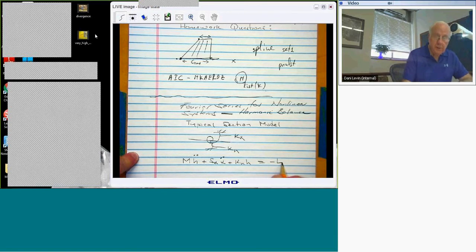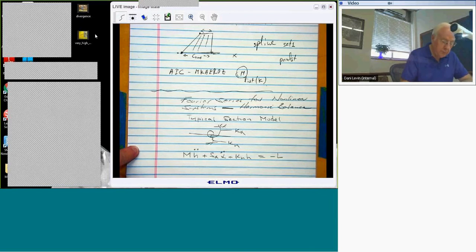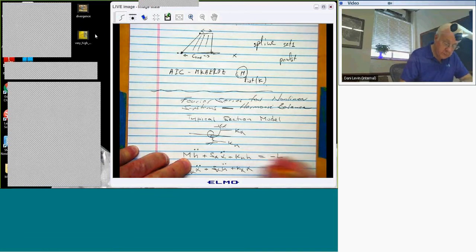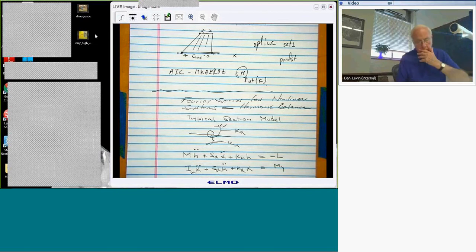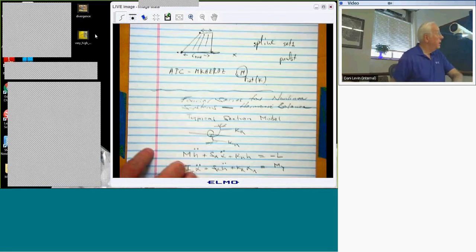And then we have minus the aerodynamic lift. And then we have the torsional equation or pitching equation, which looks like this, and that's equal to the aerodynamic moment. And what we want to do now is add in the nonlinearity and the stiffness of this model.